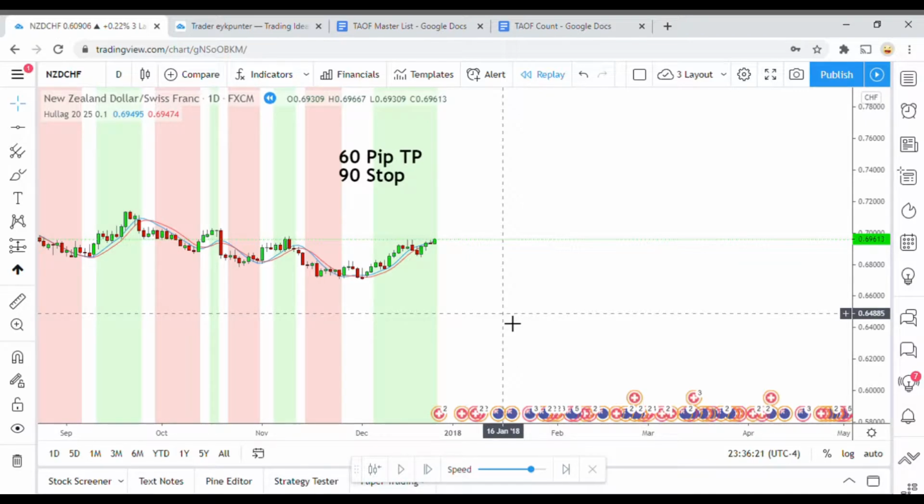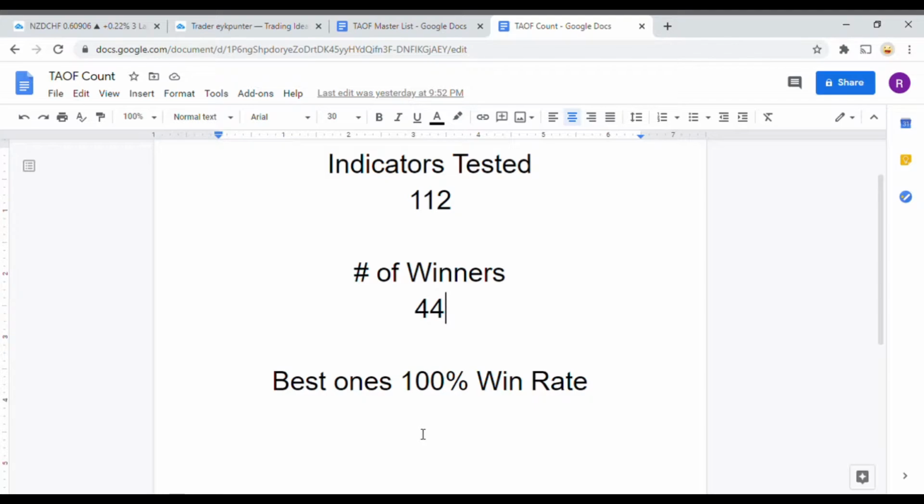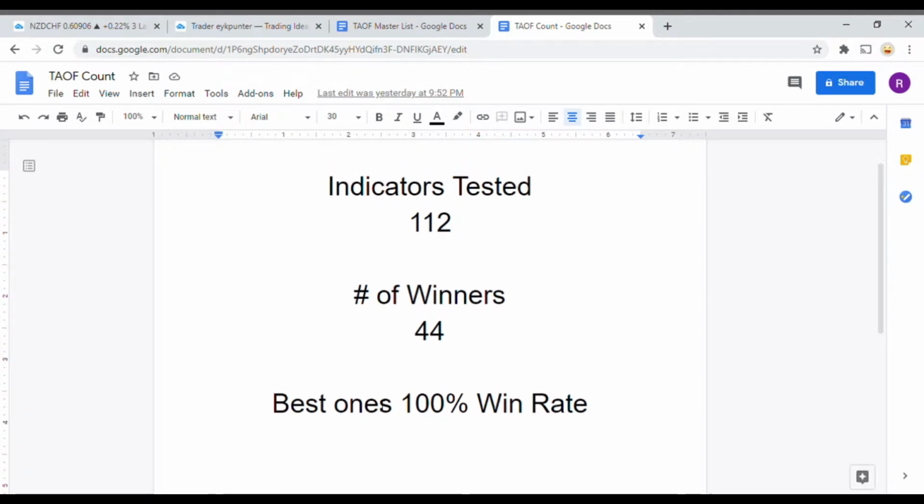Alright, as I said, today we will be testing the Hall Agreement Indicator. But before we do, I wanted to put the indicator scoreboard up for everyone to see. So, to date, we have tested 112 indicators. And out of those 112 indicators, 44 of them have been winners, which means that they have met or exceeded the 60% win-loss ratio threshold that we have set for them. The best ones so far were able to achieve a 100% win rate.